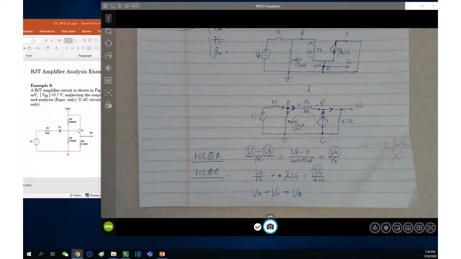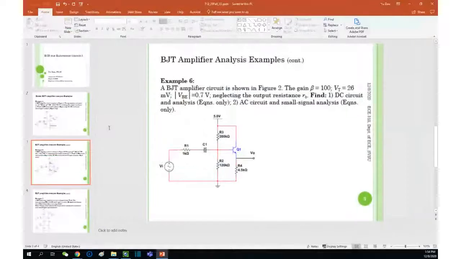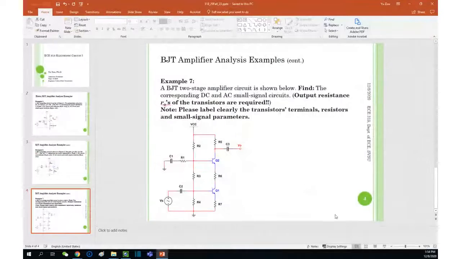All right, if this is fine, then we go ahead to the very last example. This is actually not analysis. You just need to find the DC and AC circuits. Involve everything. Output resistance is needed. And you also need to clearly label the transistor terminals and the small signal parameters.